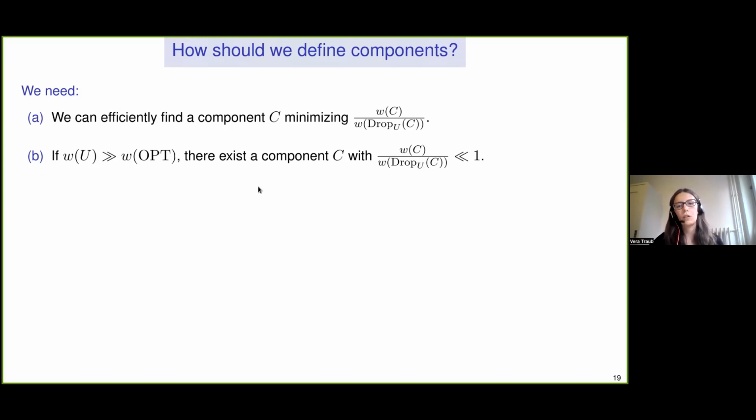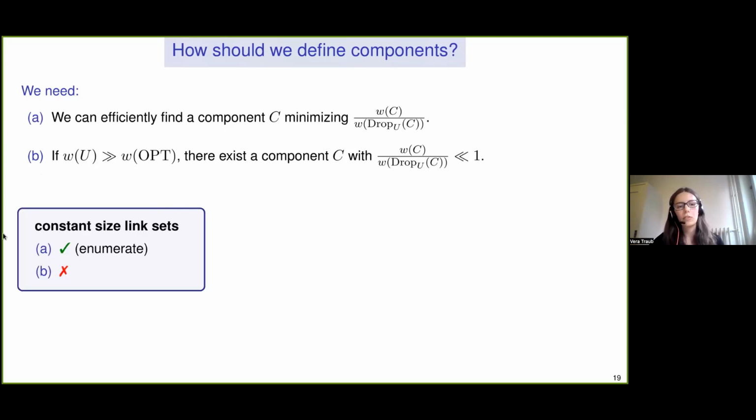Now, what is a good choice for the class of components? A very natural choice, and this is actually what Cohen and Nutov have used for the special case of constant diameter trees, is to just allow as components constant size link sets. The good thing about this is that property A is trivial. We can just enumerate over all possible link sets. The problem is that property B actually doesn't hold anymore in the general setting of weighted tree augmentation. We actually have a counterexample that shows that if we just work with constant size link sets, the relative greedy algorithm for WTAP doesn't have an approximation guarantee of better than 2. So constant size link sets are not general enough.